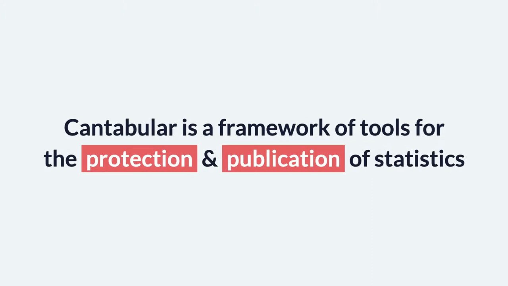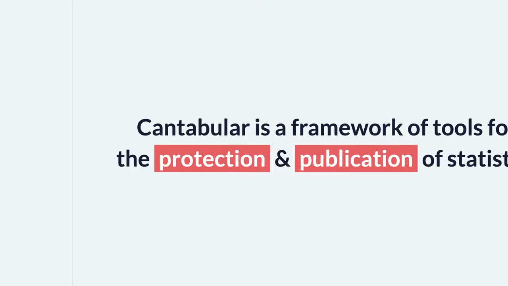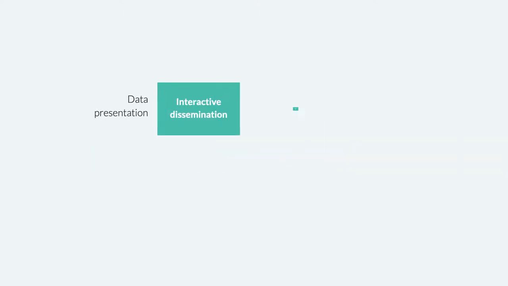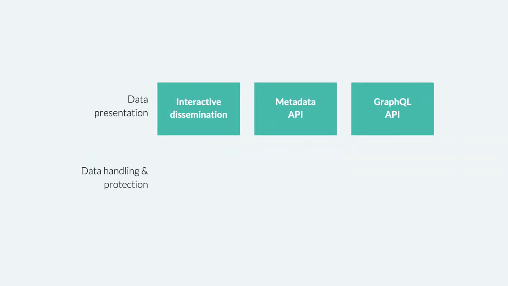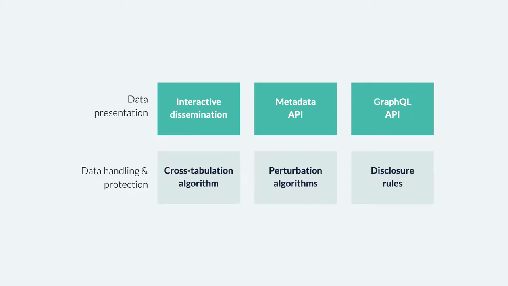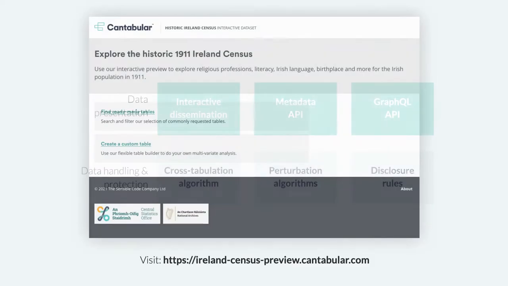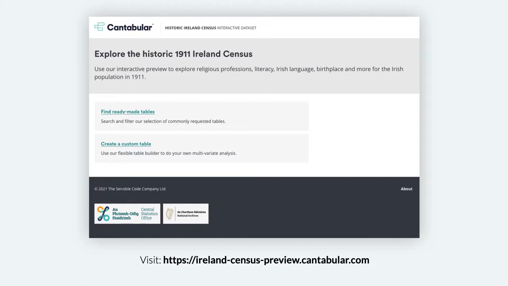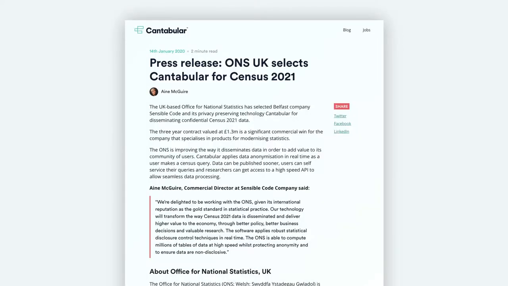Cantabular is a software framework for the protection and publication of statistical data, offering tools for flexible presentation of data and metadata, and for handling and protecting data. We've recently used it to republish the historic 1911 Ireland census, and the Office for National Statistics in the UK are using it to help with the protection and publication of the 2021 England and Wales census.